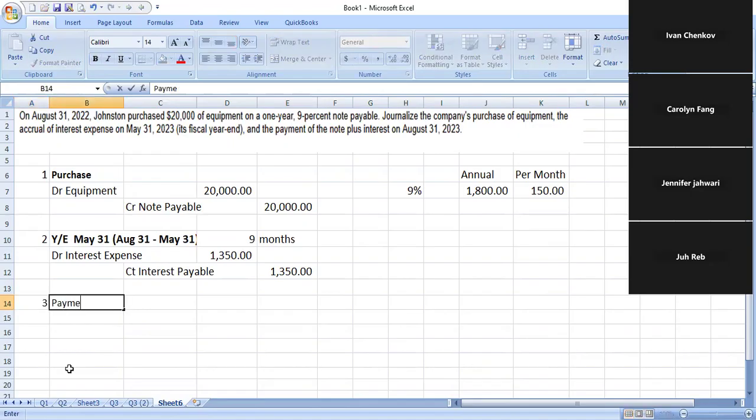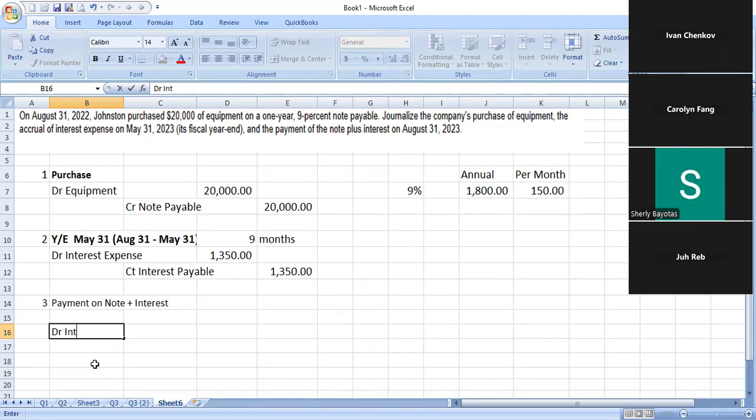Combined, that will be more. So payment of note plus interest. So what are we going to pay first? Debit. What do you want us to pay first? We have so many things to pay. Interest payable? Interest payable. How much is my interest payable? Well, the same as above, 1,350. I have to pay this amount. What else am I going to have to pay?